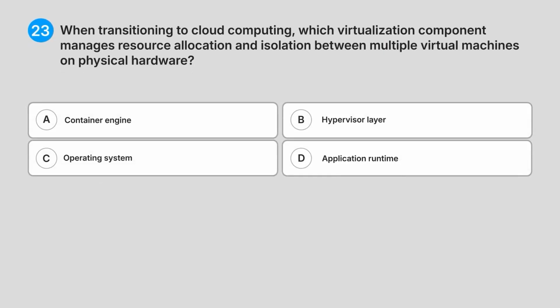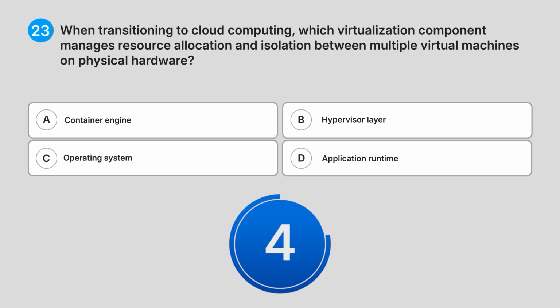23. When transitioning to cloud computing, which virtualization component manages resource allocation and isolation between multiple virtual machines on physical hardware? A. Container engine. B. Hypervisor layer. C. Operating system. D. Application runtime.